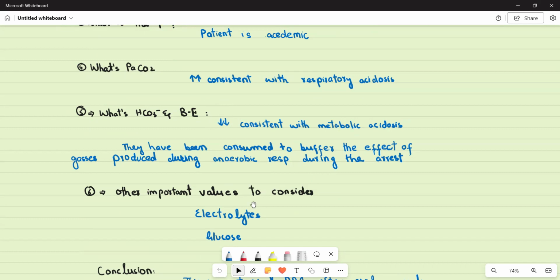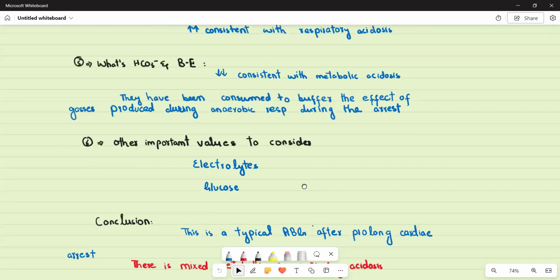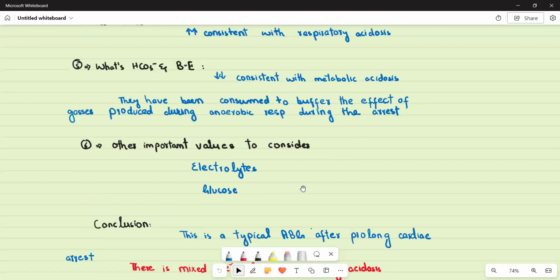So, other important values to consider will be electrolyte and glucose. Okay. So basically, what happens during a cardiac arrest is there is anaerobic metabolism going on in the body. So during anaerobic metabolism, lactic acid is produced. Okay, and there is acidosis in the body. And the bicarbonate is used to buffer the effect of those acids.